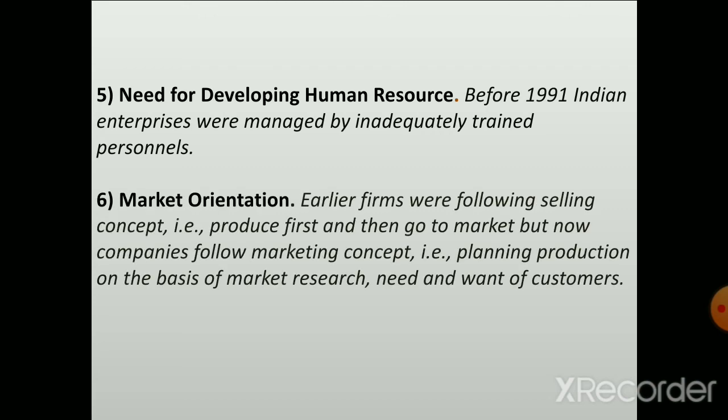And the last is market orientation. Earlier, firms were following selling concept, that is produce first and then go to the market. But now companies follow marketing concept, that is planning production on the basis of market research, need and want of customer, because the customer plays an important role in today's market.